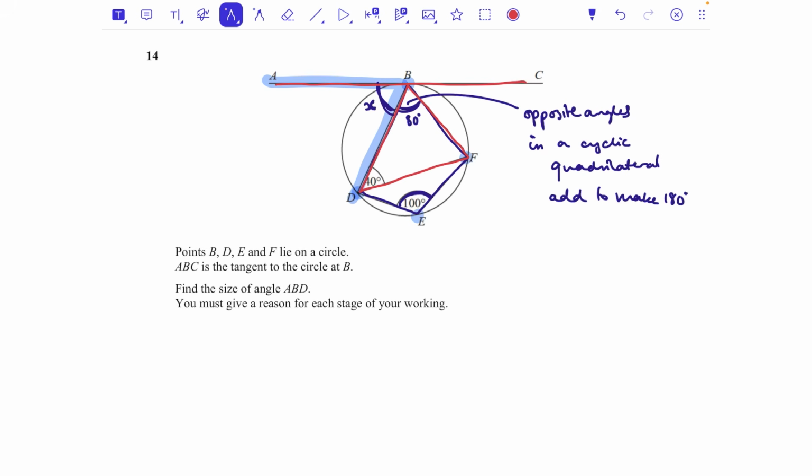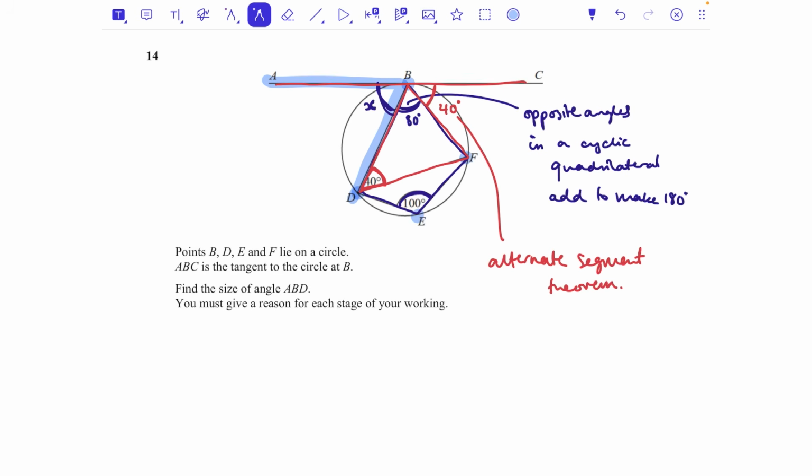And what happens with the alternate segment theorem is this angle here is actually the same as this angle here. So I know that that one is 40 degrees, and all I need to say for that is alternate segment theorem. And that's enough for that. And then I've just got angles on a straight line.